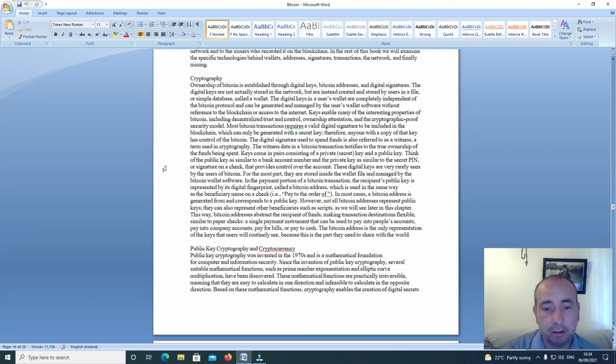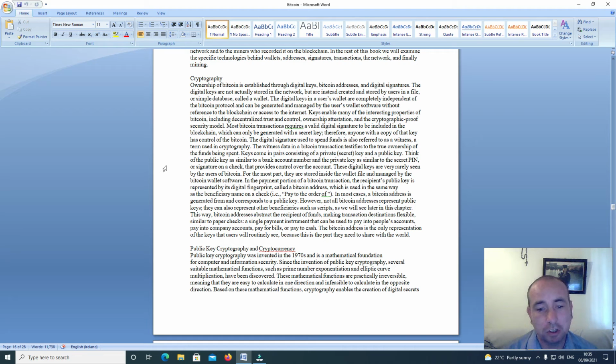Keys come in pairs consisting of a private secret key and a public key. Think of a public key as similar to a bank account number and a private key as similar to a secret PIN or signature on a check that provides control over the account. These digital keys are very rarely seen by users of Bitcoin. For the most part, they are stored inside the wallet file and managed by the Bitcoin wallet software.